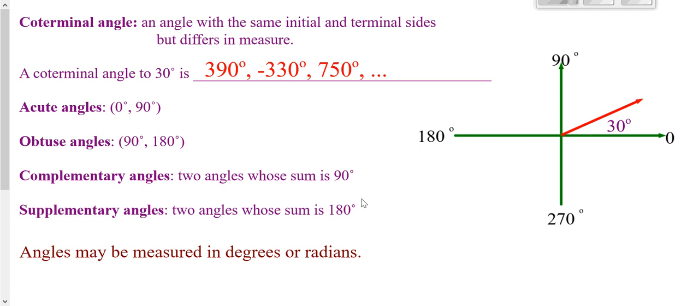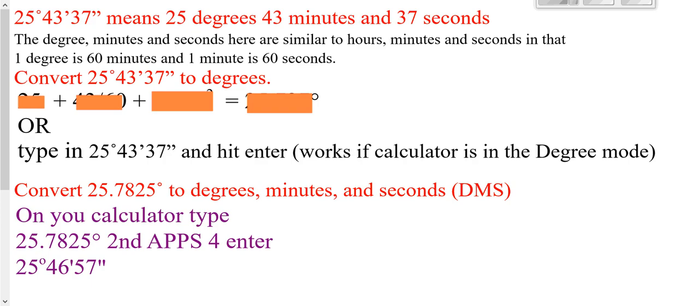Now, just like when you're measuring length, there are different ways to measure it, like inches, feet, meters, kilometers, miles. There are different units. There are also different units to measure angles. You're used to measuring angles in degrees. A second way to measure angles is in radians. So we'll get to that on the next slide. But sometimes you'll come across this notation. That's 25 degrees, 43 minutes, and then 37 seconds.